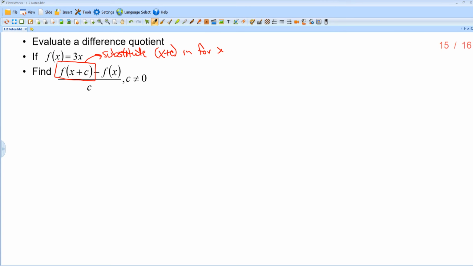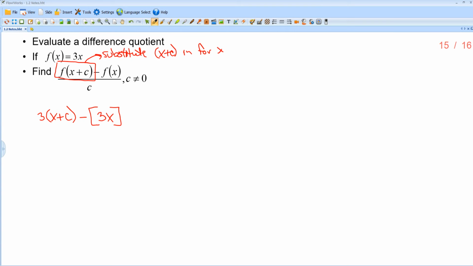So I go to my original equation, I replace x with x plus c, anywhere that it showed up. In this case, it only shows up this one time. So there, that's what I did. I did f of x plus c. I replaced x with x plus c. Now, subtract the original function. So I'm going to subtract, and I always put the original function in brackets.